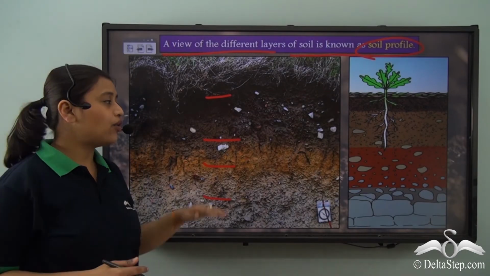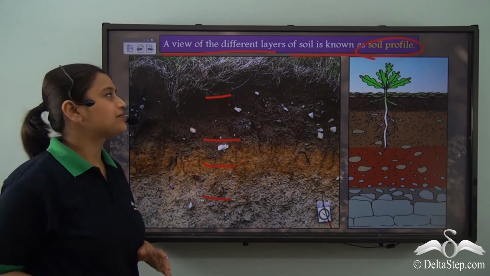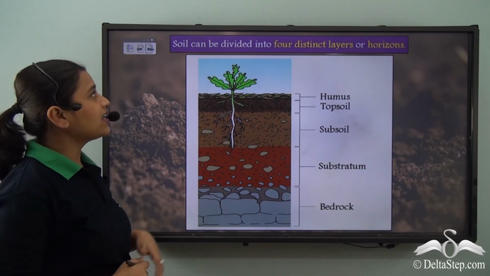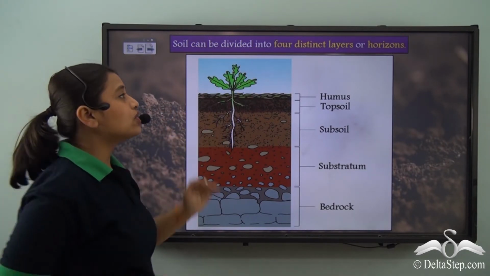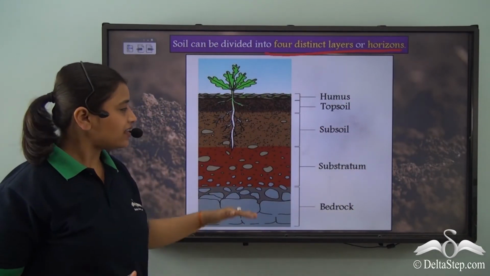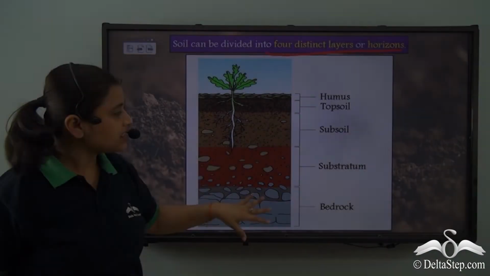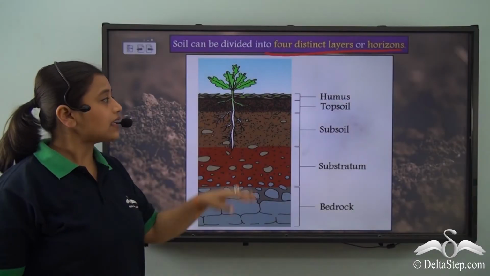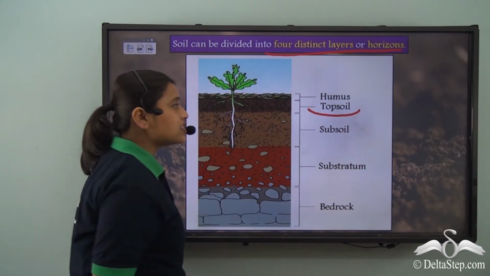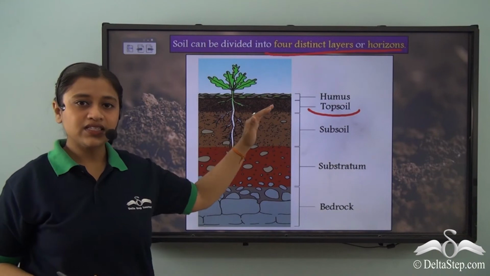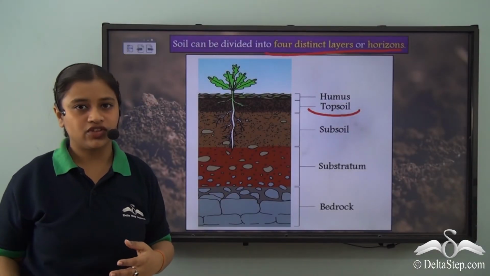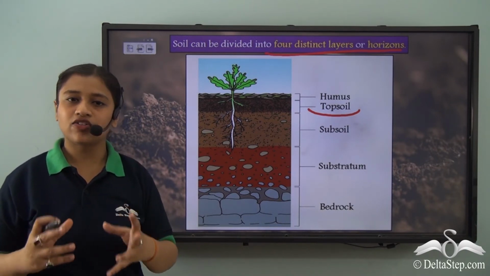So let's learn about each layer in detail. We understood that soil can be divided into 4 distinct layers or horizons, right? If we divide the soil into 4 different layers, this is how we can name them. The uppermost layer of the soil is the topsoil. This topsoil contains the humus, that is the organic matter, which helps in increasing the fertility of the soil, and it also affects the crop production.